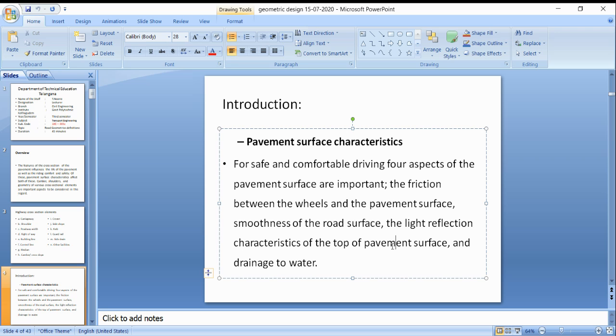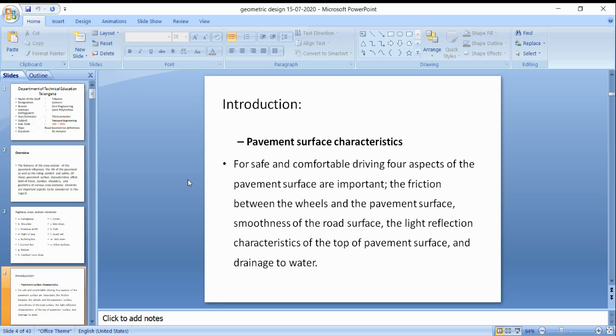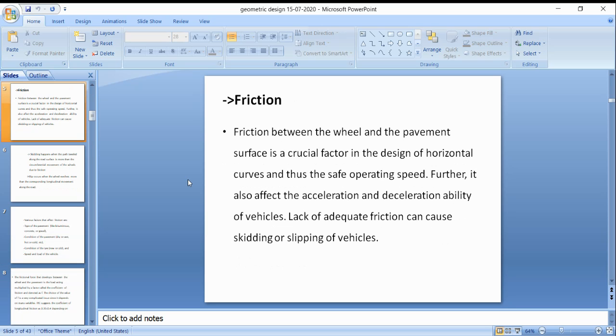drainage, and most important is the drainage. So drainage of water. Whatever the rainwater on the surface, it should be drained off. It should be drained off so fast, so that only we can protect our pavement. So these are the first things we have; friction between the vehicle and the pavement we have seen.